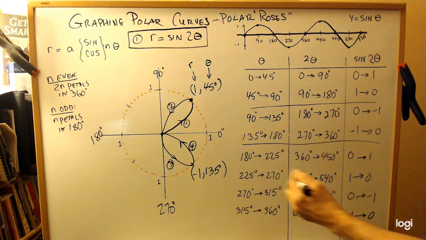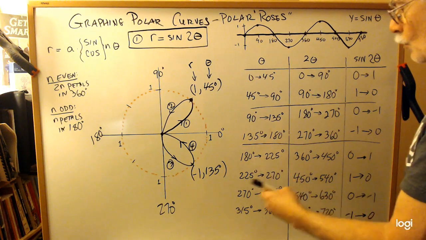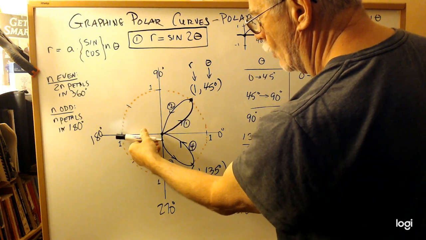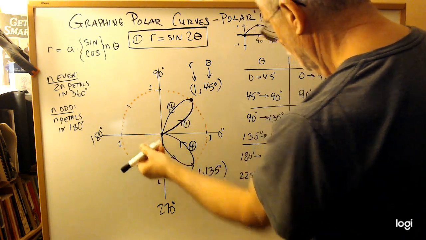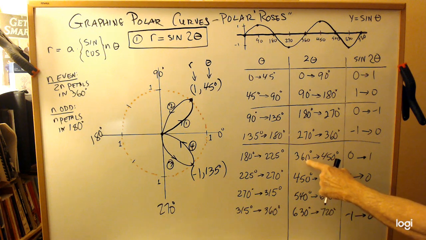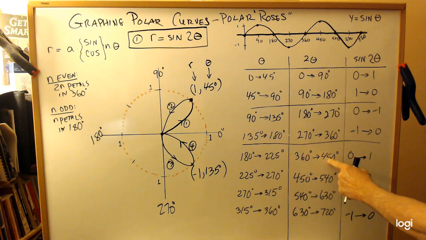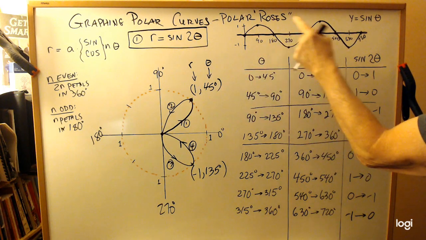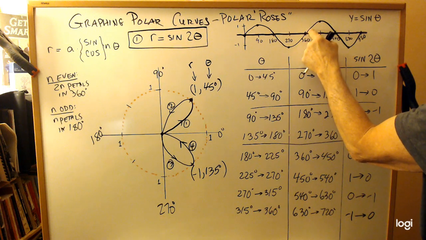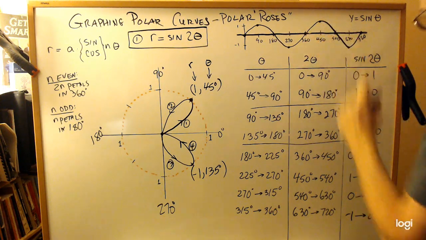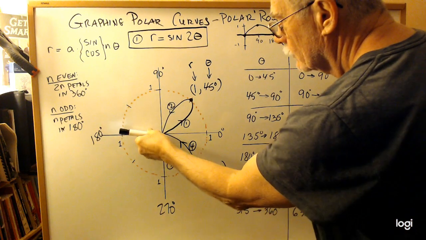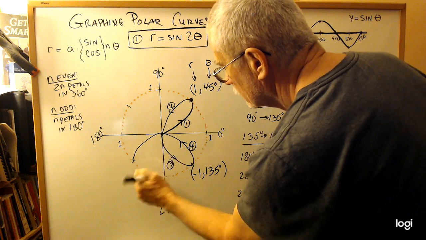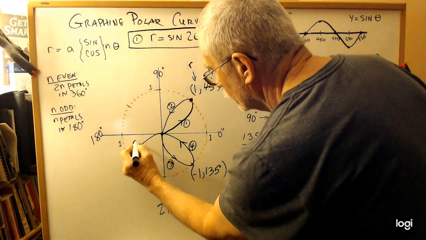Okay, continuing on. As theta goes from 180 to 225, so I've got the little 45s marked off from here to here, 2 theta is going from 360 to 450, and you can see that the sine of 2 theta, which in this case is r, is increasing from 0 to 1. So if we're going here to here, it's increasing from 0 to 1. So this would be the fifth leg of our journey.